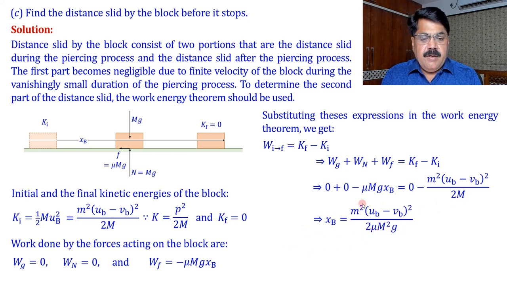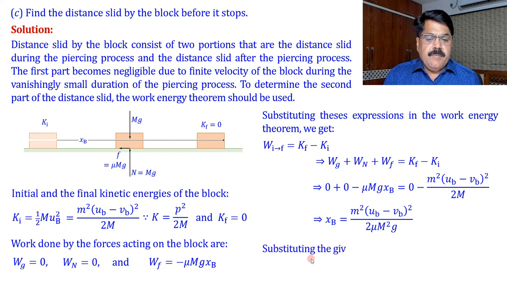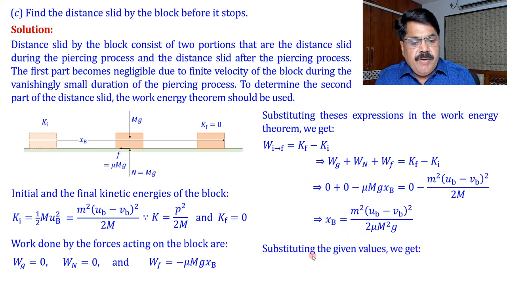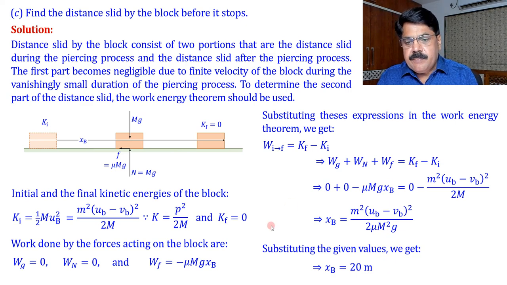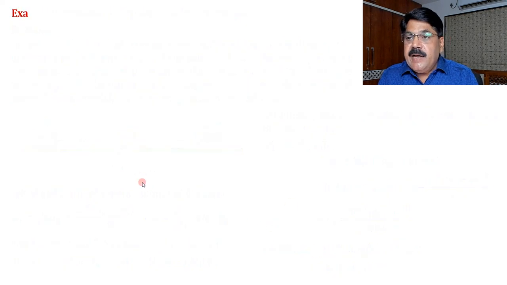xb is equal to m square (ub minus vb) whole square upon 2 mu M square g. Now this expression has importance because if part C was asked directly, we would do it this way. Otherwise, you can find the initial kinetic energy from here and substitute values, and you can find the answer very easily. Substituting the given values, we get xb equal to 20 meters. So that you can verify. Now let us come to the next example.